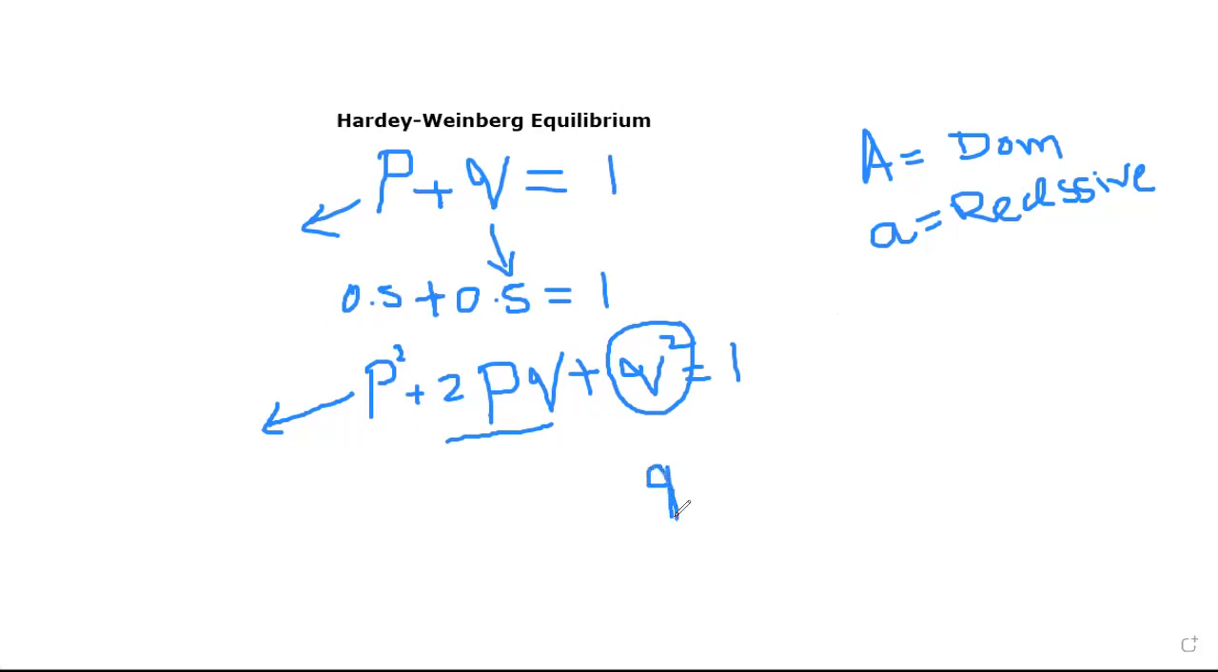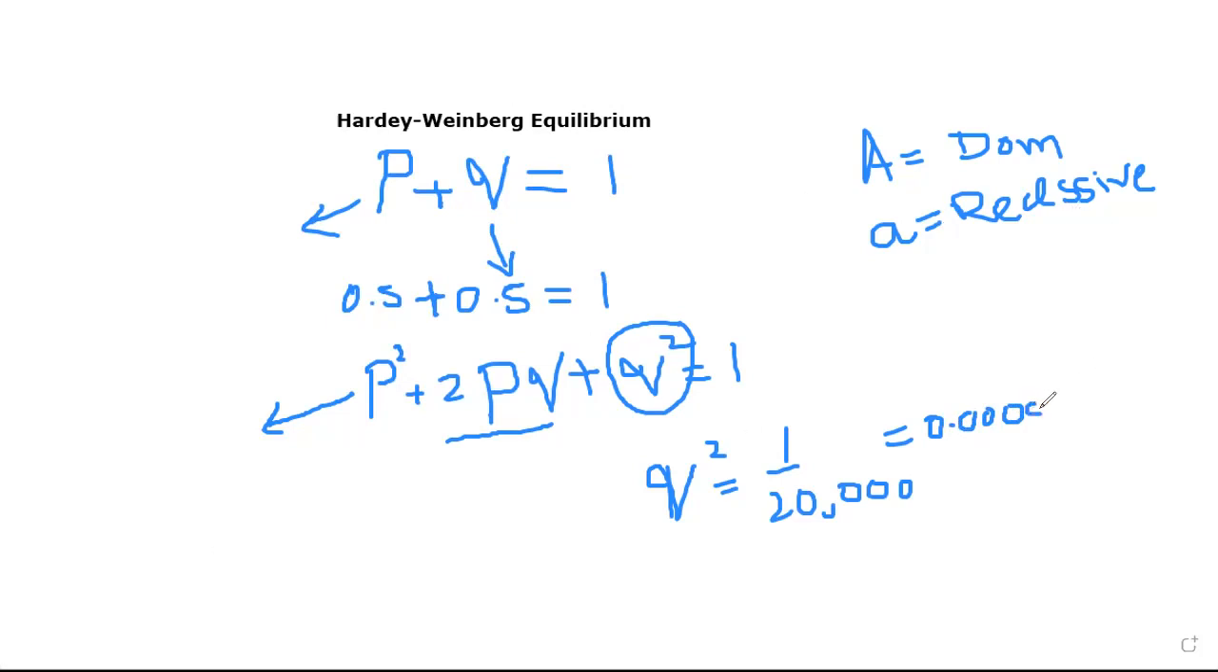So obviously it will be q square: 1 divided by 20,000. What is the answer? Tell me the answer. 0.0005. How many zeros are there? 4 zeros. Yes, 4 zeros. So this is q square.